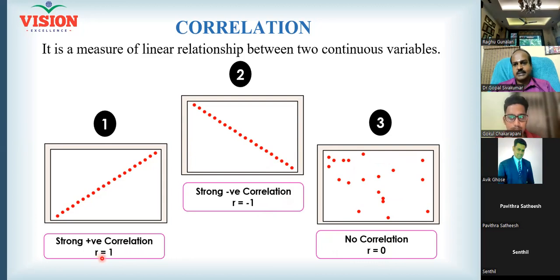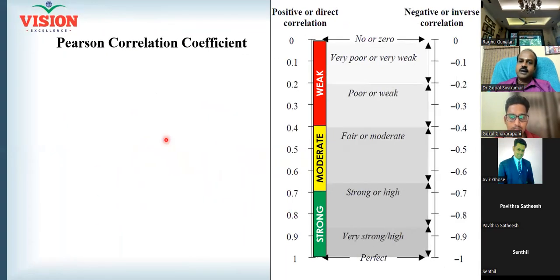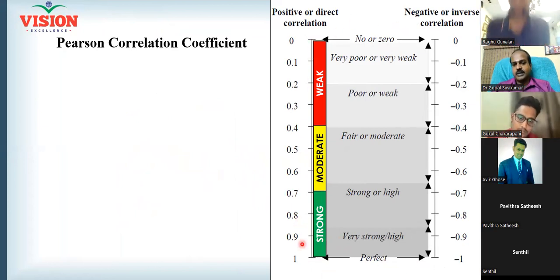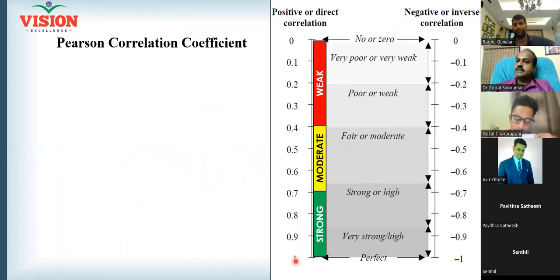See here, I am getting maximum +1 because all the points are in a perfect straight line. Hope it is clear to all of you. So what we understood is R can vary between +1 and -1, and in between there is 0. 0 means no correlation. 1 means perfect correlation. Perfect correlation means a straight line, a beautiful straight line you can see.